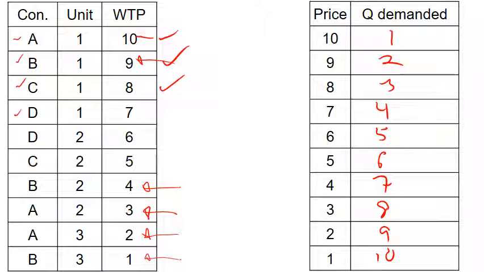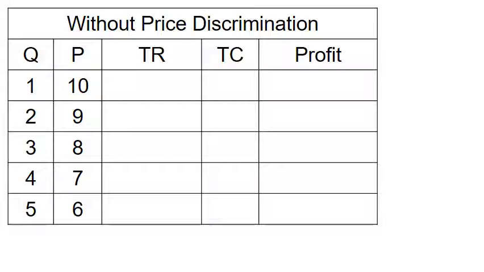All right. Now let's look at what would happen if the firm faced this demand curve and maximized profit without any price discrimination. I've got the first 5 parts of the price quantity demanded schedule. When price is 10, the quantity demanded is 1. When price is 9, the firm can sell 2, and on down to when price is 6, the firm can sell 5 units. We can pretty easily find total revenue. That's price times quantity. So it's going to be 10, 18, 24, 28, and 30.